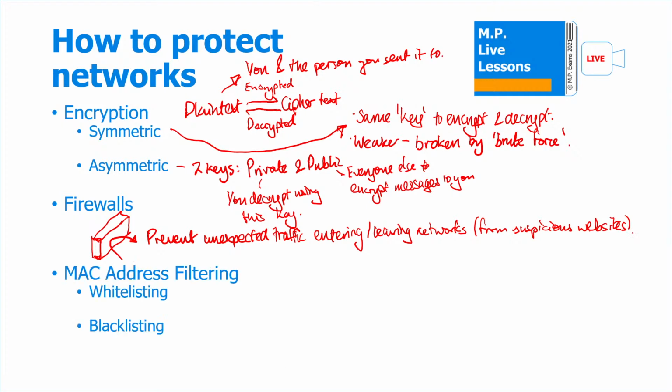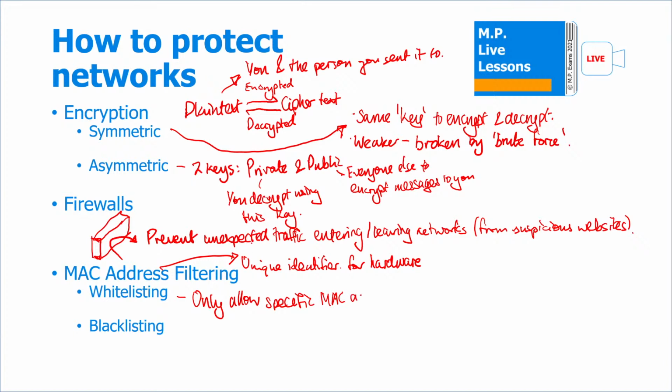Next, another way you could use is MAC address filtering. So the MAC address is a unique identifier for hardware. And whitelisting will only allow specific MAC addresses, while blacklisting will ban specific MAC addresses.